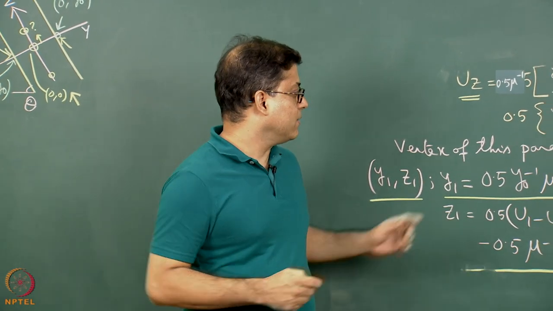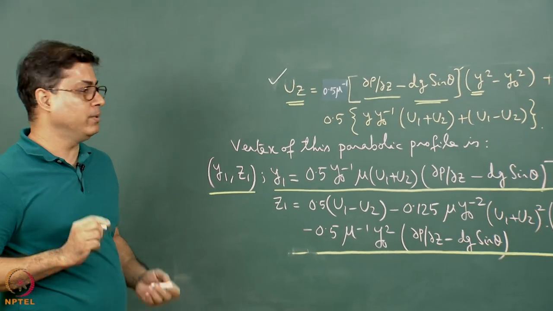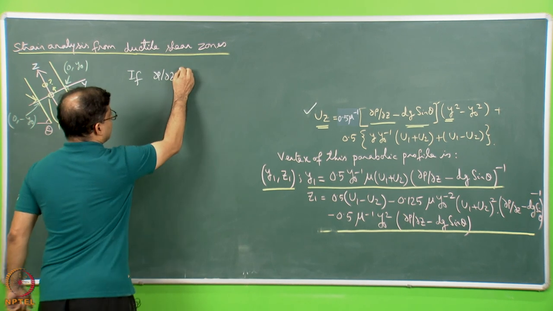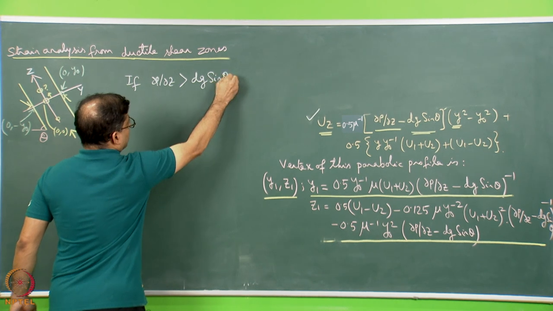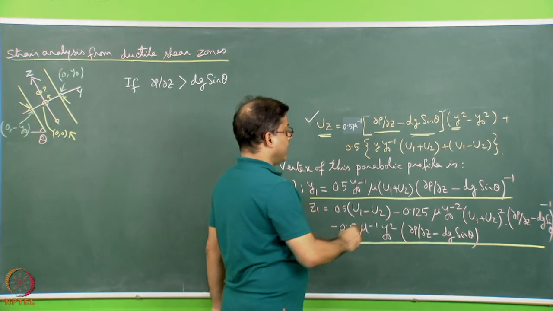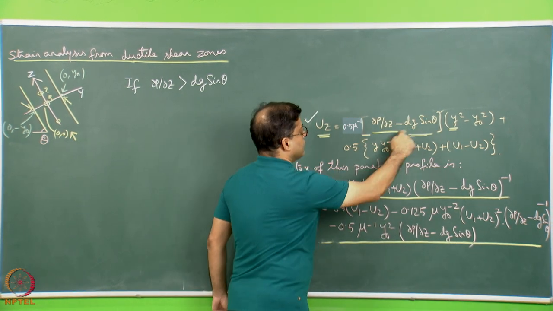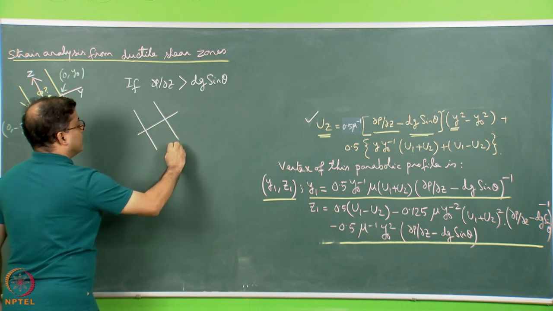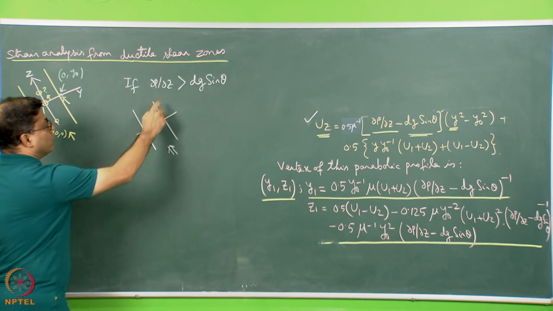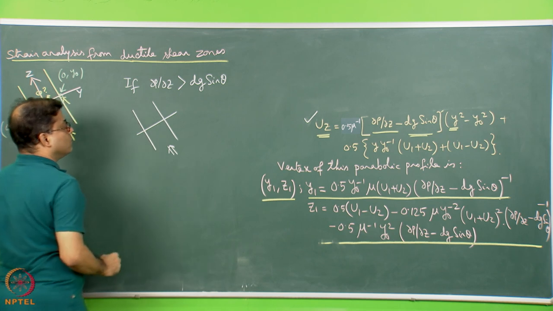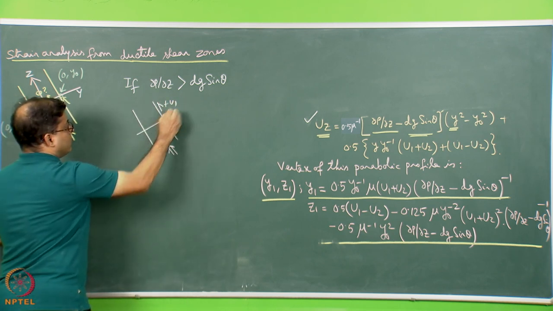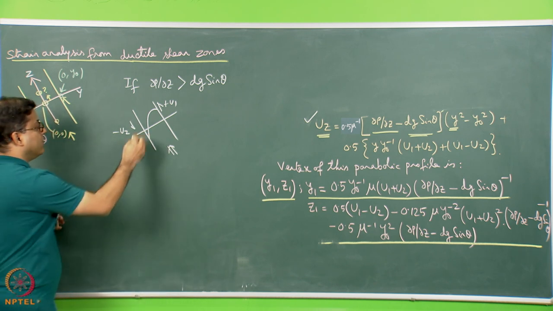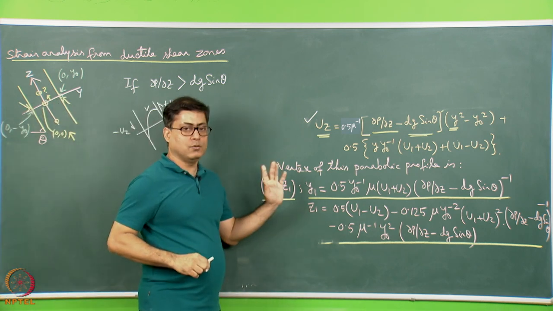Now from this big expression, we will see some of the simple cases, and that will be interesting. For example, if del P del Z is more than dg sin theta, then what does it mean? It means that this is going to be a positive number. In that case, what is happening? This upward push of the fluid has overpowered the component of weight of the fluid that tries to go down. And if we have a plus u1 and a minus u2, then the profile will be like this, a parabolic profile. Where is the vertex here? This is the vertex V. This is the coordinate of the vertex.